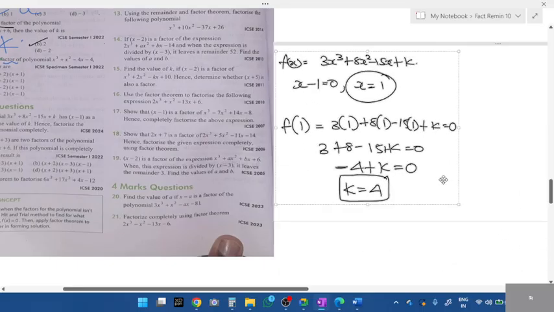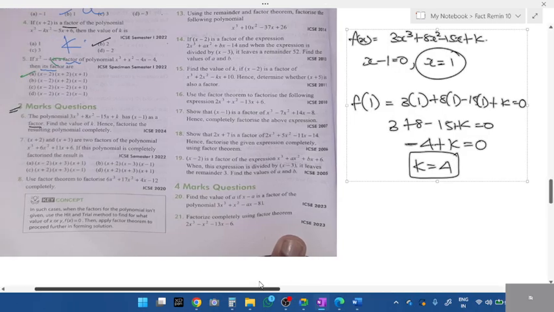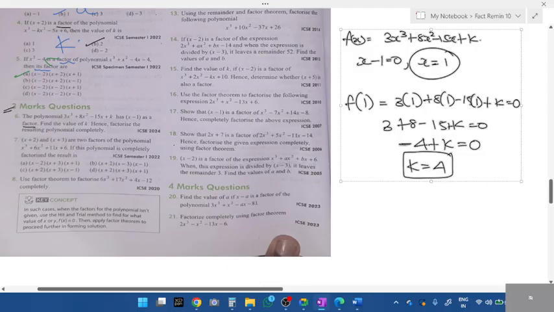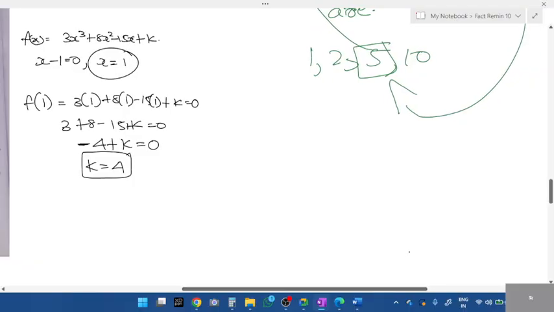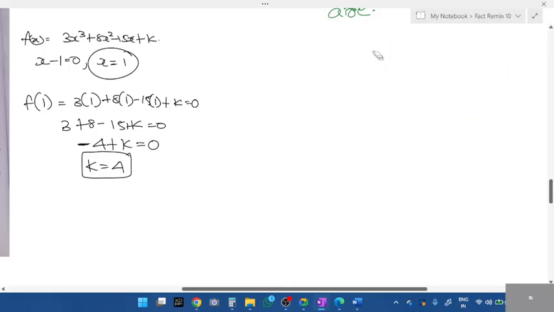Is the answer complete? Read the question once. Is it complete? No. It's a 3 marks question. You'll get only 1 mark for this. After that, what is given? Hence, factorize the resulting polynomial completely. Division method. I'm going to teach the division method. All of you concentrate. How do you use the division method, students? Take the polynomial 3x cube plus 8x square minus 15x plus k.